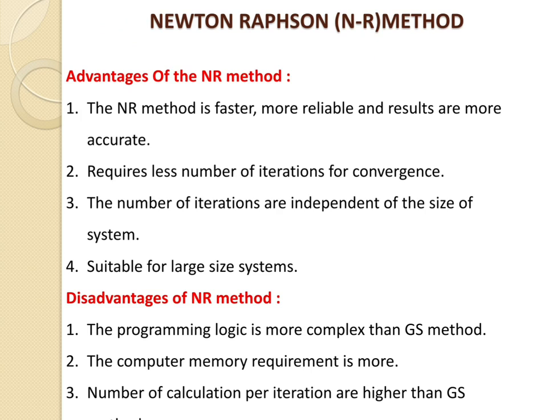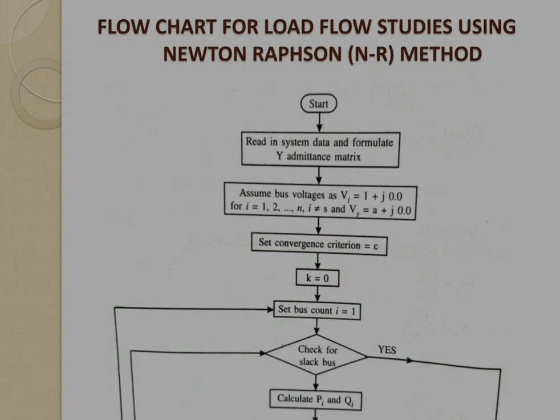There is one more difference: the NR method is suitable for large systems, whereas the GS method is suitable for small systems. Then the computer memory required is high in the Newton-Raphson method, whereas in the GS method the computer memory requirement is less. So these are the advantages and disadvantages, and from that we can write the difference between the Newton-Raphson method and the GS method, the Gauss Seidel method.